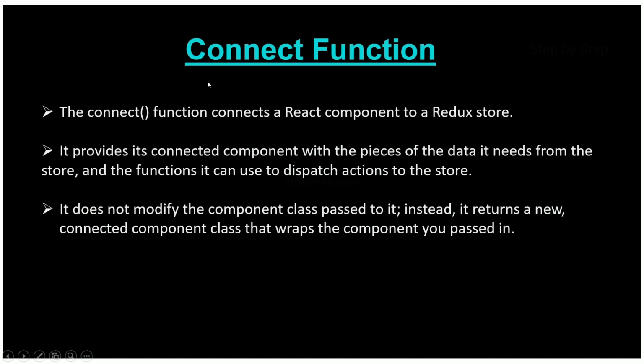That can be performed using this connect function, and it provides its connected component with the pieces of data it needs from the store. Suppose one component needs only name, one component needs only email. After connecting our components to the store, we can get different data from the store and supply it to different components. And it also provides the functions it can use to dispatch actions to the store. So whatever dispatch I want to do can also be performed in separate components, based on their requirement.